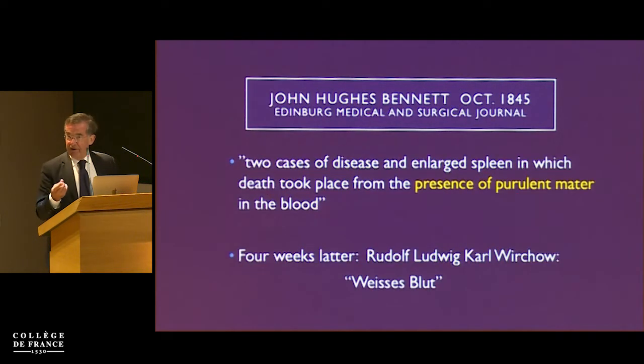But one year after, one of his students, John Hughes Bennett, who came back to Edinburgh, said that he also saw two cases of the disease with enlarged spleen in which death took place from the presence of purulent matter. So there was a dispute between them about whether it was purulent matter or not. I think that Alfred Donné saw this intermediate cell and said that it is due to differentiation. And four weeks after John Bennett, the German Rudolf Virchow said that it is white blood, Weissblut. So you see that there was some discussion about it.